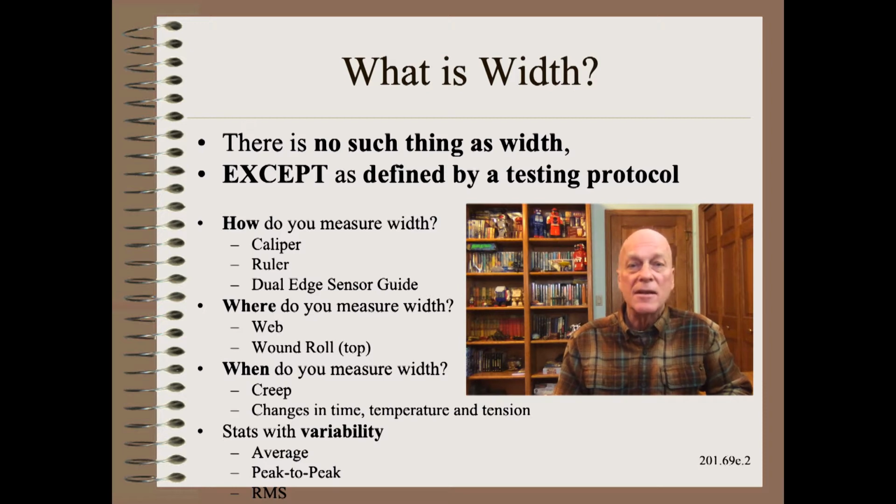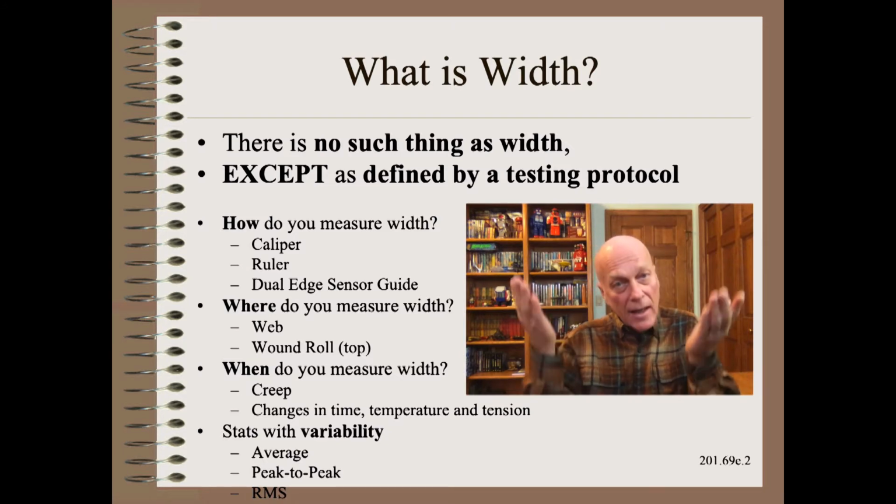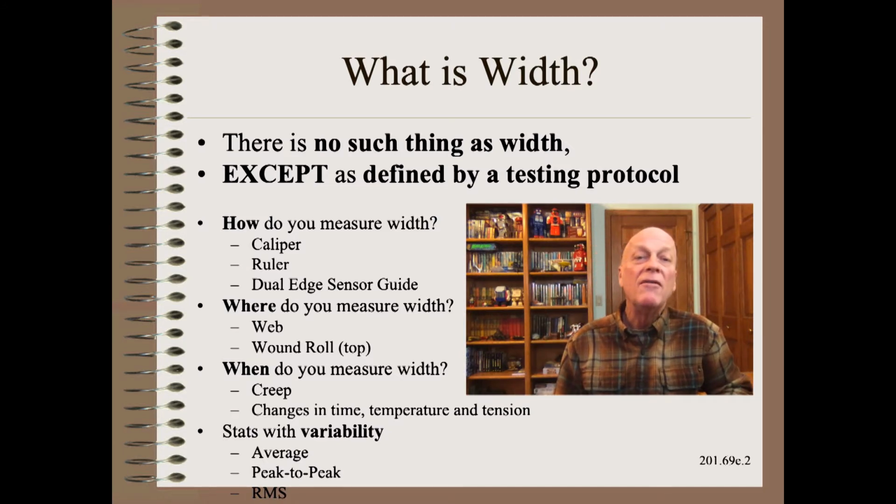Also, any changes in time, temperature, and tension at the point of measurement will affect the value of width that is read. Finally, as with any property in measurement, there will be variability that goes beyond slitting roughness or wound roll edge roughness. So whether you're reporting average, peak-to-peak, RMS, or some other statistic, you will get different answers. In short, how and when and where you measure width all affect the numbers you report.